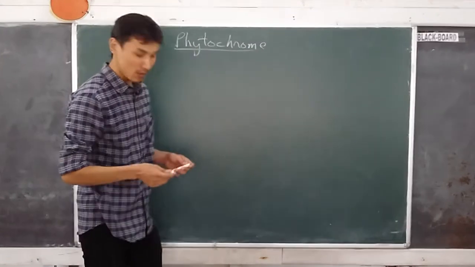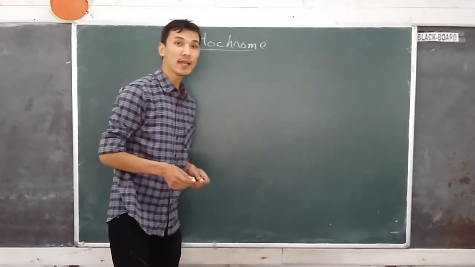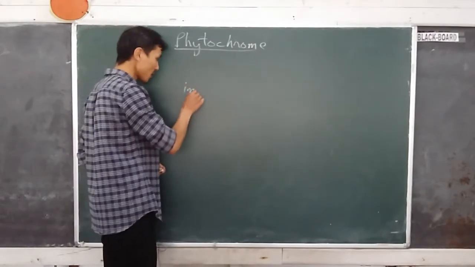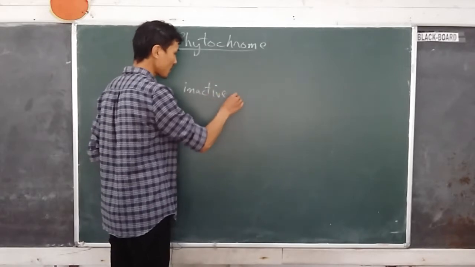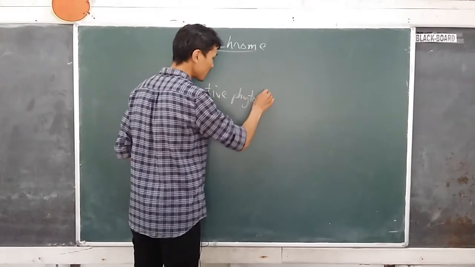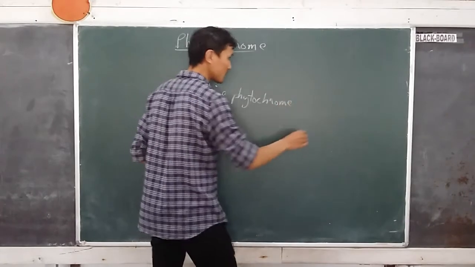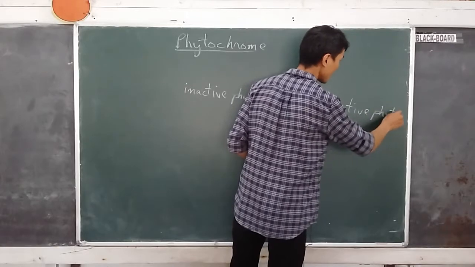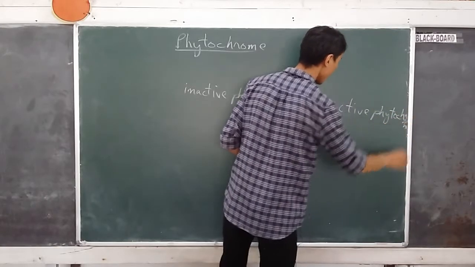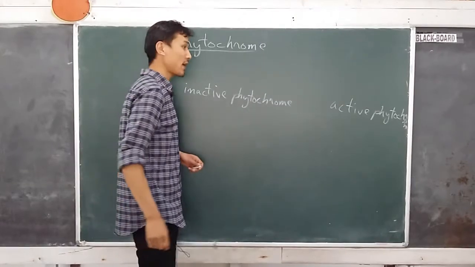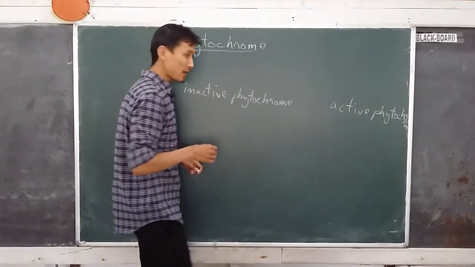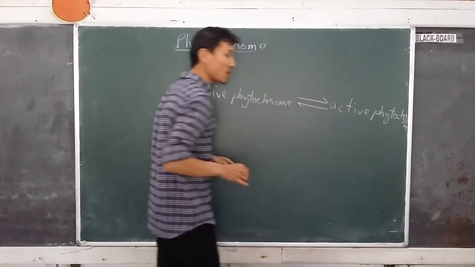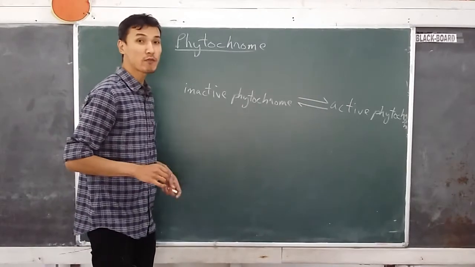Phytochrome is a pigment discovered by Borthwick and Hendricks. So phytochrome exists in 2 forms: inactive phytochrome and active phytochrome. Both these pigments are interchangeable, but this basically happens in the presence of different wavelengths of light.